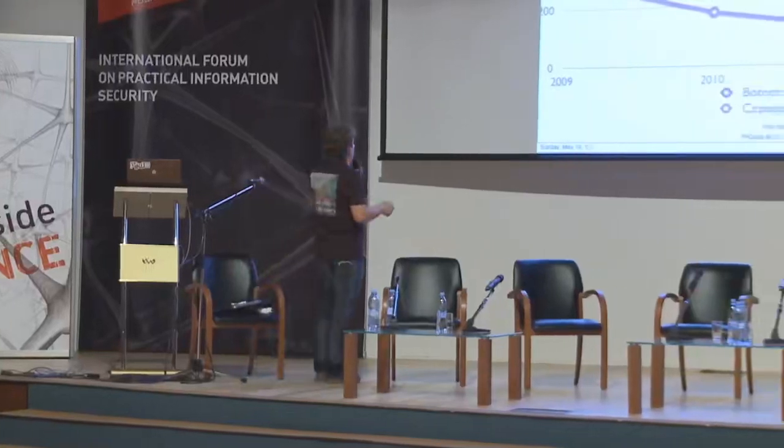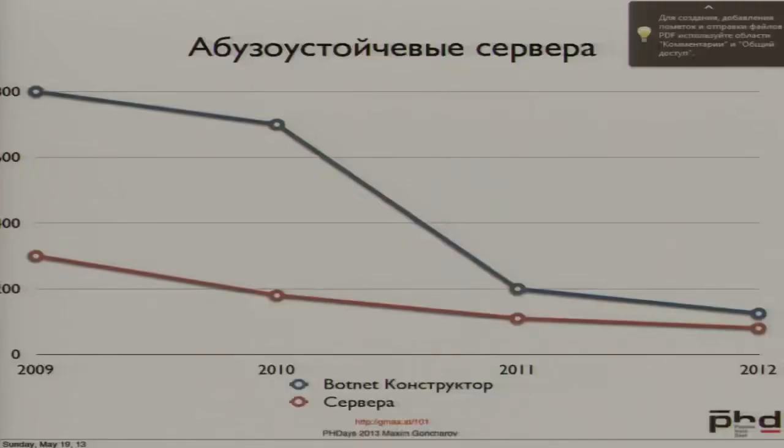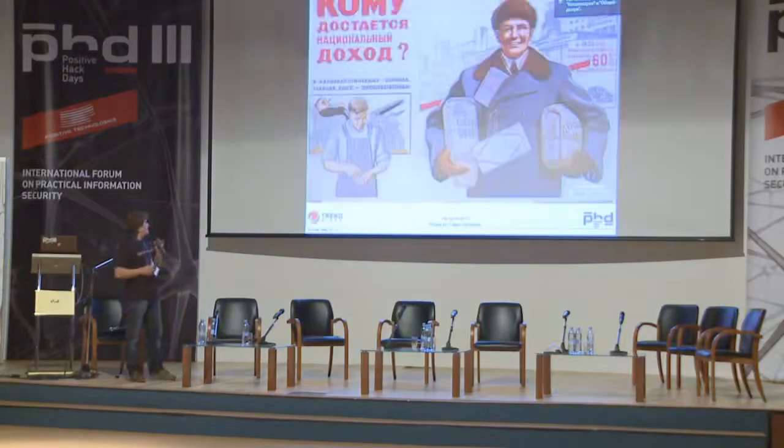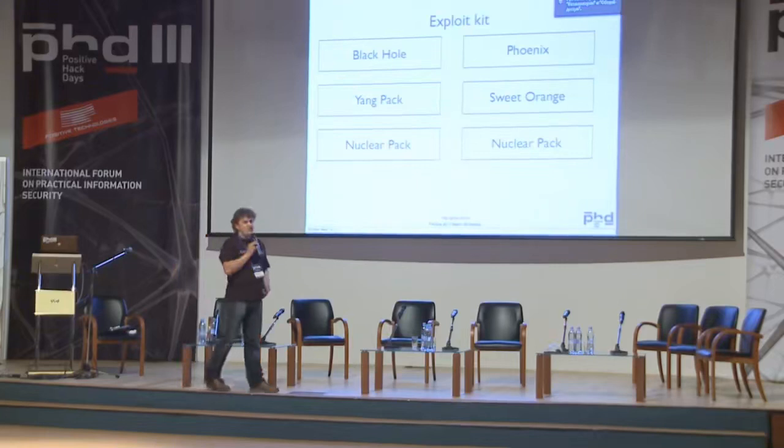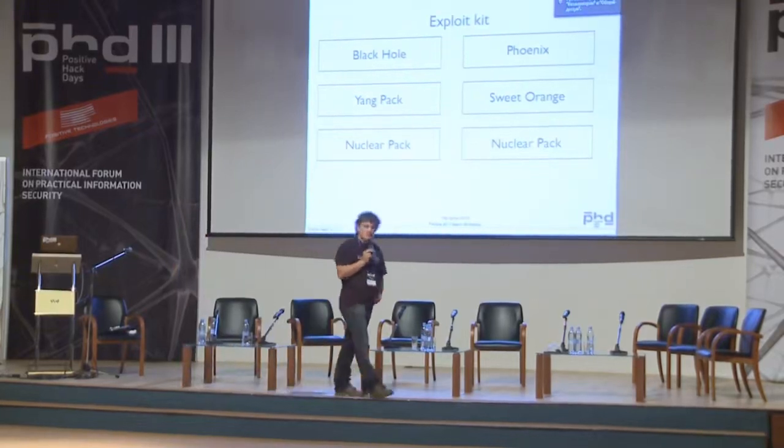In 2009, the prices were completely different. You see the 2009 price. It's about $350. Now the price dropped a lot. The blue curve is the curve we drew for the botnet constructor, botnet kits earlier. Who does the national income go to? It goes to those who have the hardware, the exploit kits, the configurations, and other packs. How can I say it in Russian? Exploit kit. Let's call it exploit kit.